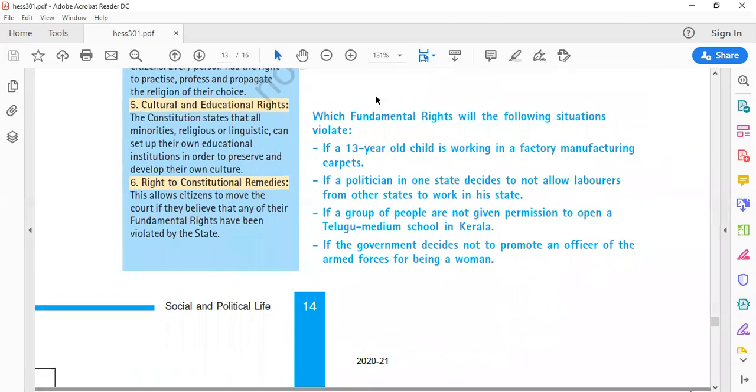Now, answer me, which fundamental rights are violated here? In the first case, if a 13-year-old child is working in the manufacturing of carpets in a factory, what fundamental right has been compromised here? Right against exploitation. Compulsory education. Very good. Where was compulsory education snatched here? He goes to school in the morning, and then works in the factory. Right to education, he goes to school in the morning, then does the work. Right against exploitation. Very good, Sachin.